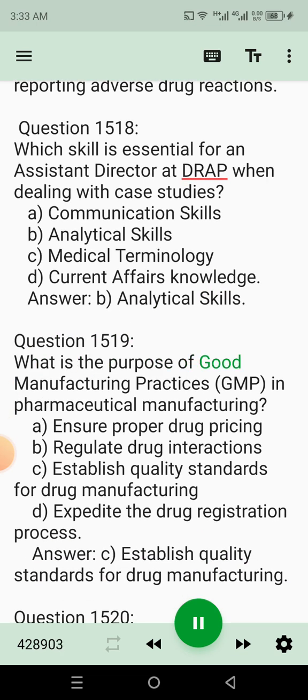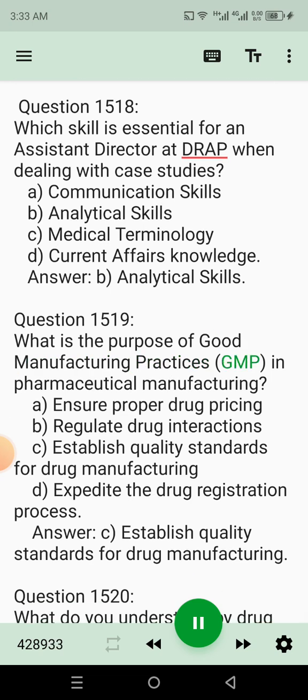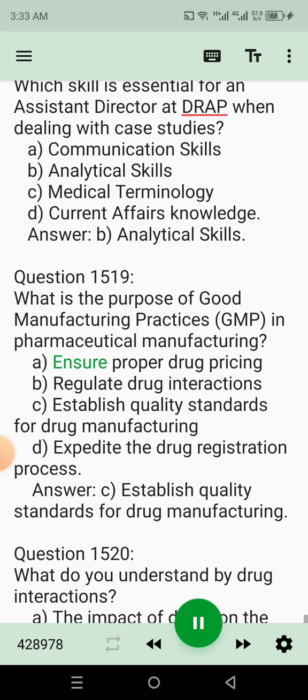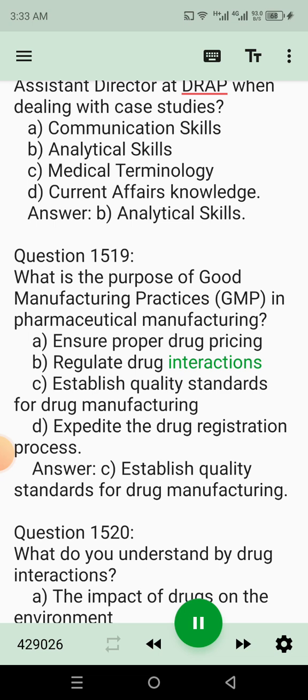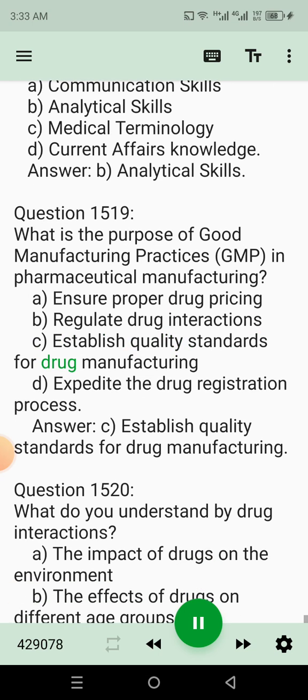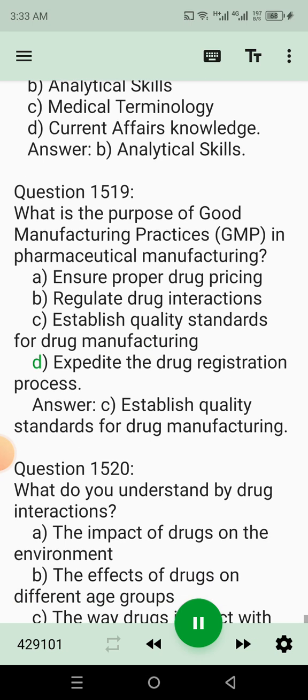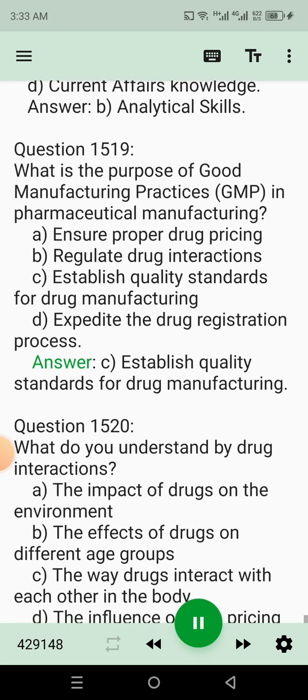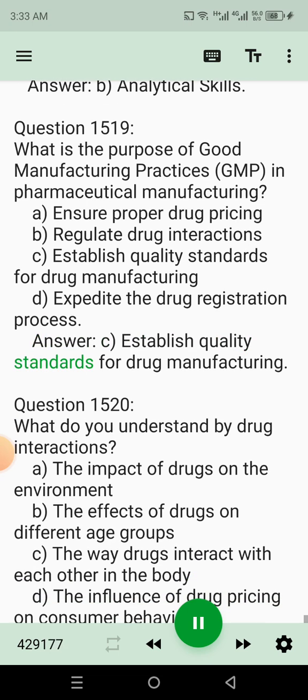Question 1519. What is the purpose of good manufacturing practices (GMP) in pharmaceutical manufacturing? A. Ensure proper drug pricing. B. Regulate drug interactions. C. Establish quality standards for drug manufacturing. D. Expedite the drug registration process. Answer. C. Establish quality standards for drug manufacturing.